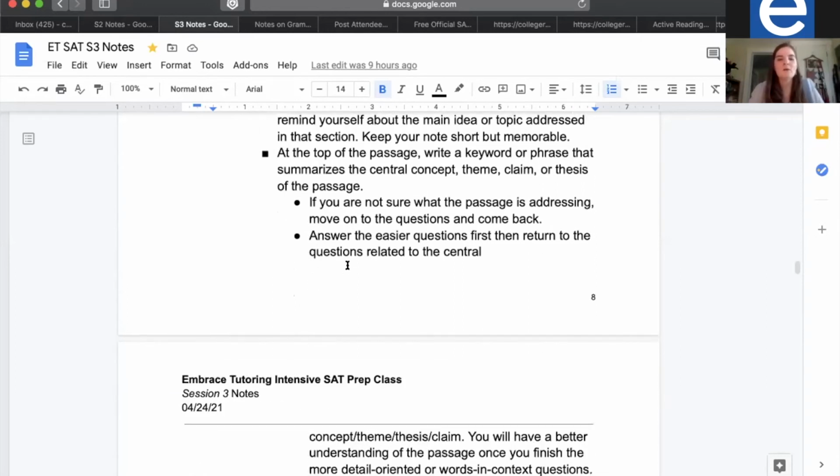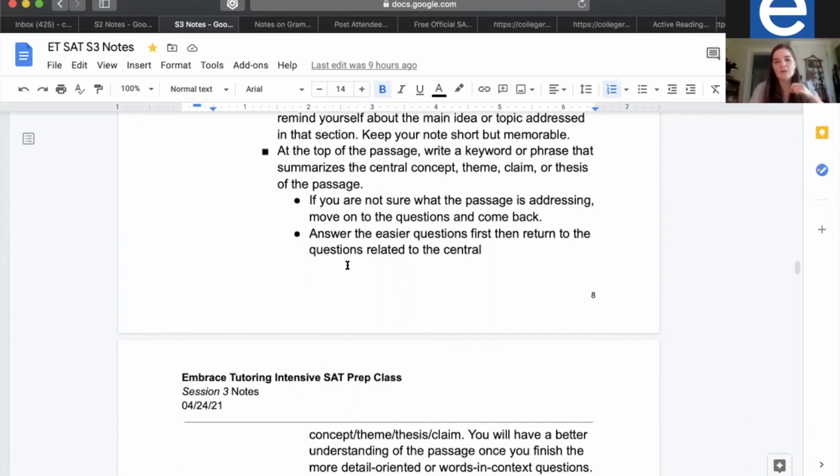Okay, so at the top of the passage, you want to write a keyword or phrase that summarizes the central concept, theme, claim, or thesis of the passage. Depending on what type of passage you're dealing with, it will vary, whether it's a theme, a claim, a thesis, or a concept. But you want to get an idea of what the central concept is, the binding thread of that whole text, and why they're having you look at that text, what that entire text is about. So keep it short, keep it memorable, okay?